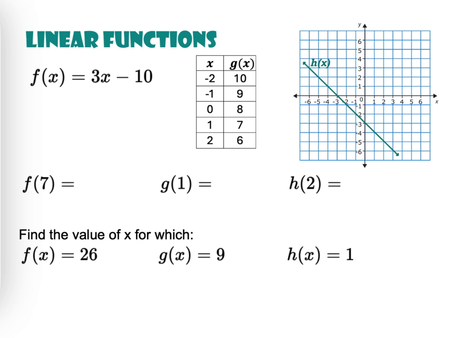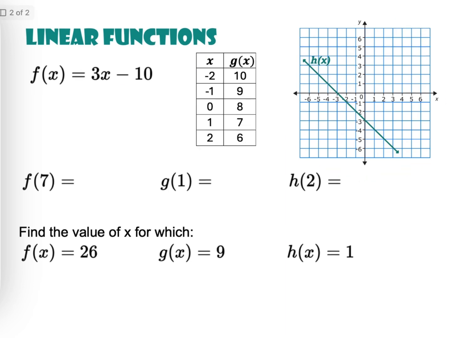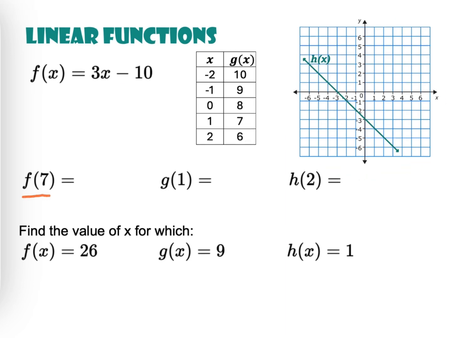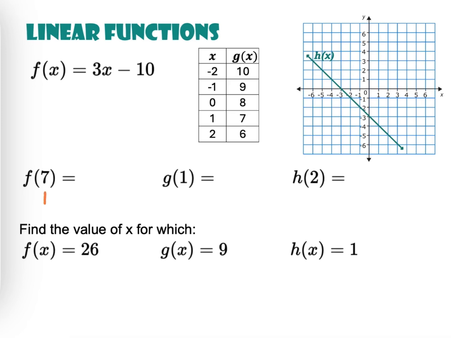Lesson 4 is linear functions, and there's a few different ways that we can think of functions. We're going to look at them as equations, as tables, and as graphs. So this first example is asking me to find what f of 7 equals. All that means is that the input number is 7. In other words, the x value is 7. So I'm going to put a 7 in wherever I see x.